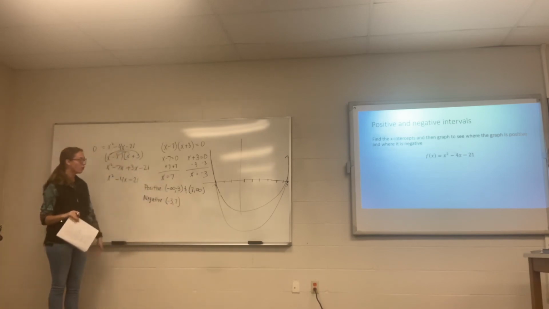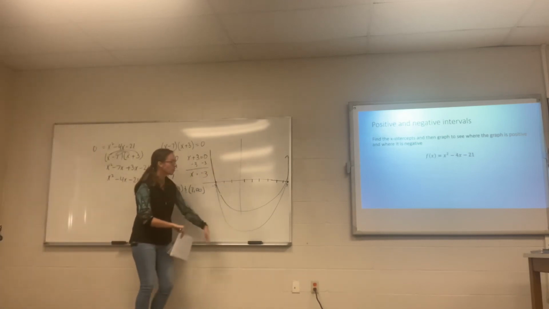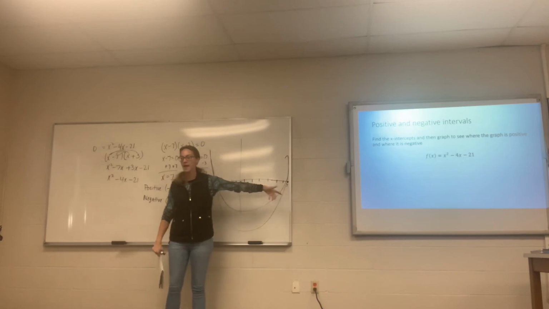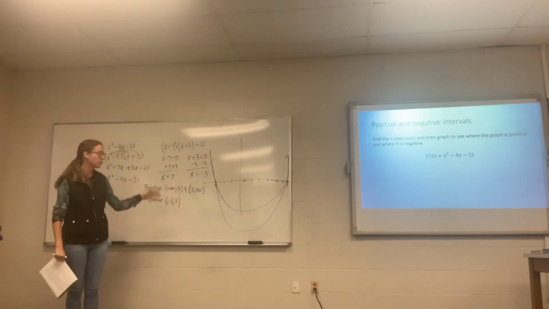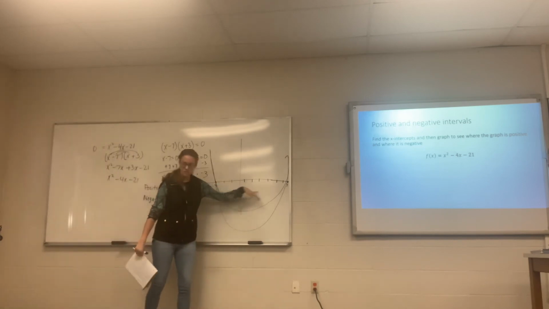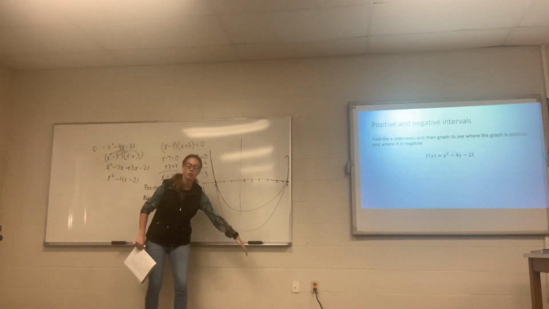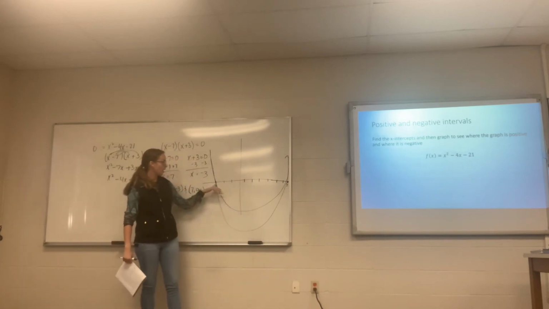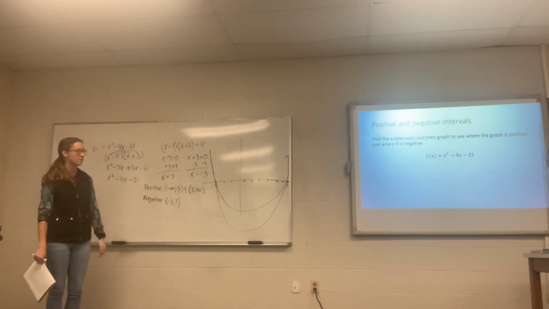Even if my graph goes really, really far down, it still has to come back up and hit that x-intercept at 7. So I don't care where my vertex is, I don't care exactly what it's doing. I just know that no matter what the graph looks like down here, all of this is negative, even if it goes really far down or not that far down at all. My negative interval is still just from negative 3 to positive 7.